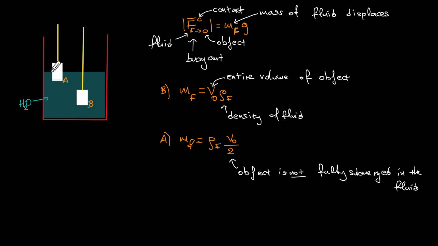If it is partially submerged, you will just use the portion, the volume of your object that is in the fluid. If it is fully submerged, of course, you have to use the entire volume. So this is how you will do the calculations. I want to remind you that when you do these calculations, you will be using g, 9.8 meters per second squared. If you are dealing with water, the density of water is 1000 kilograms per meter cubed.